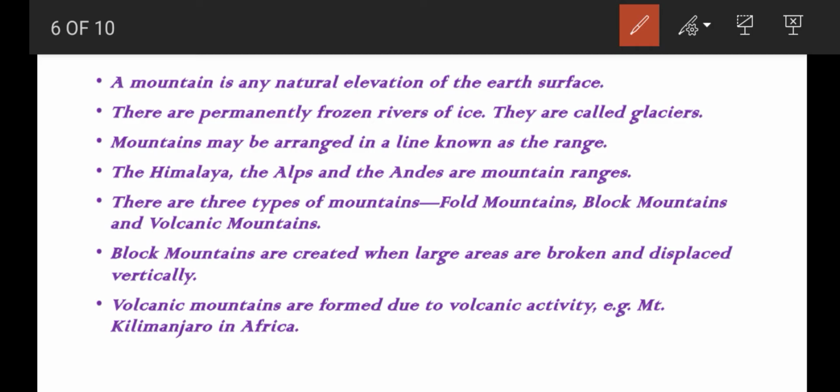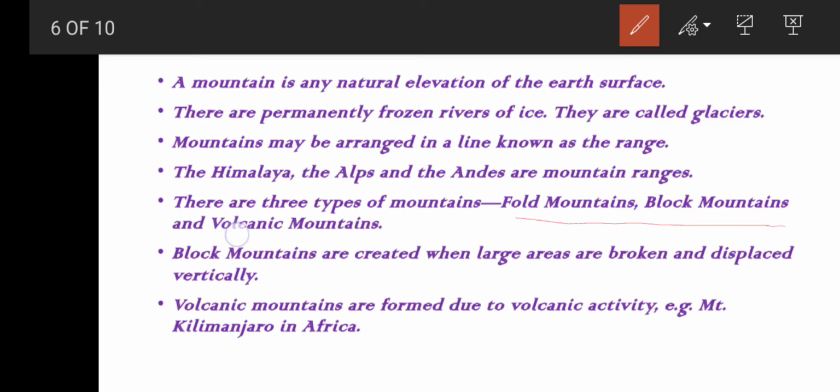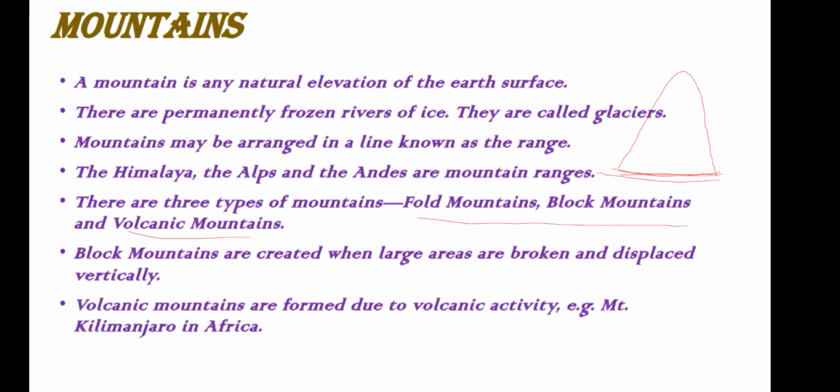Here we are dividing the mountains into three types: fold mountains, block mountains and volcanic mountains. Fold mountains: the base is very broad and the shape is conical. The base will be very broad and the top will be very sharp. That type of conical mountain is called a fold mountain.